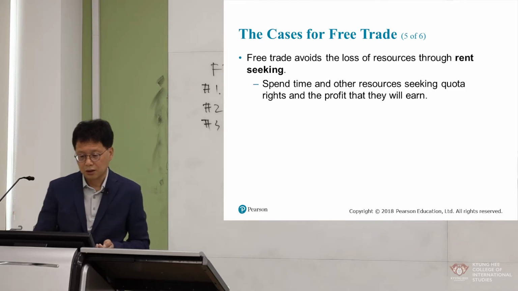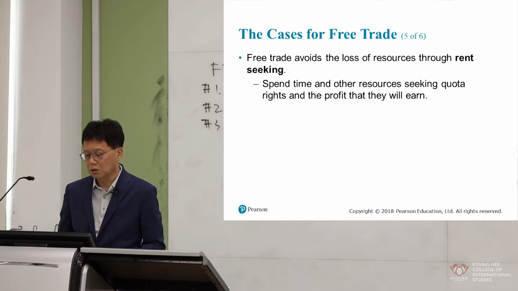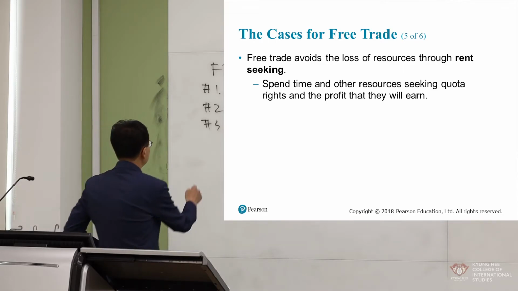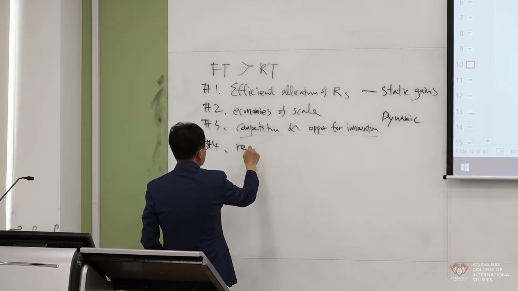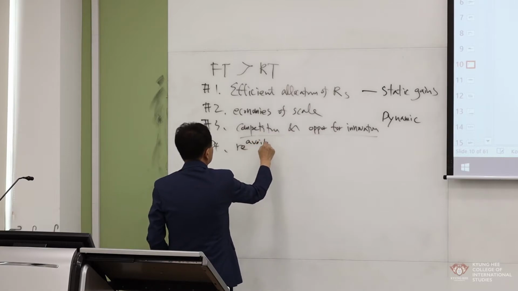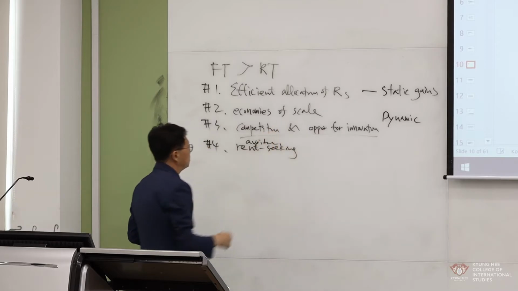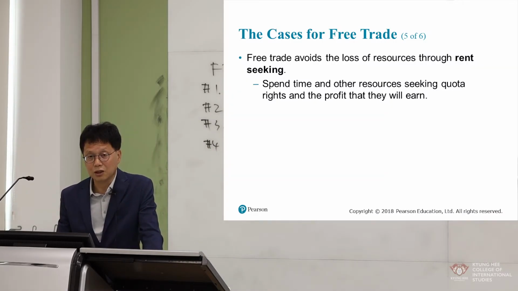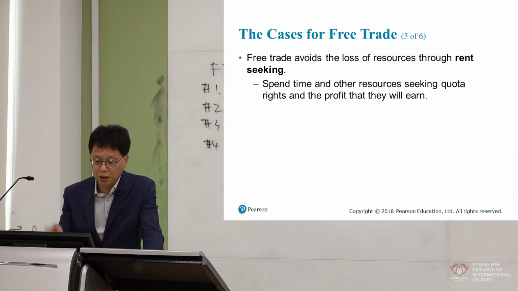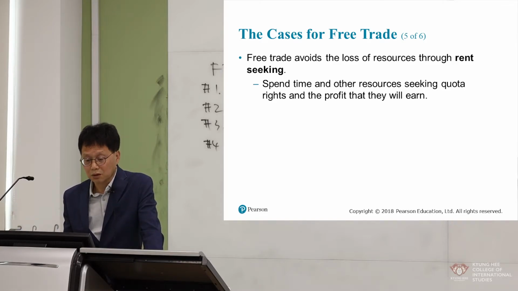And next slide. Free trade avoids the loss of resources, loss of factors through rent seeking. Number 4 reason is avoidance of rent-seeking activity, rent-seeking behavior. We already studied rent-seeking, in the case of import quota or tariff. After imposition of tariff or import quota, then what happens?